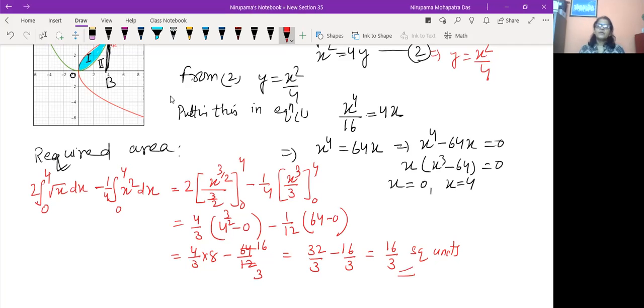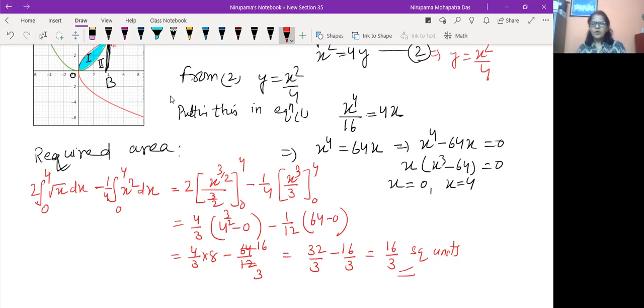So it means whenever you find the area of the region bounded by two parabolas, you can do it like this. Step 1, drawing the rough sketch. Step 2 is shading the region whose area is to be calculated. Step 3 is finding the limits of integration. Finding limits of integration means you have to solve the equations of the given curves.